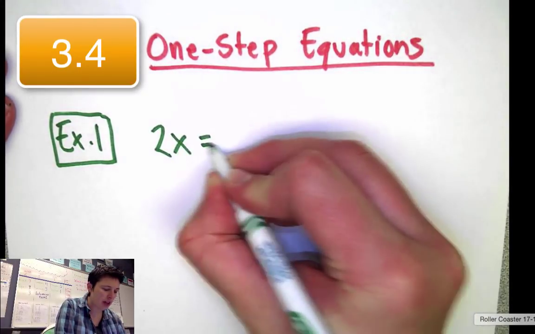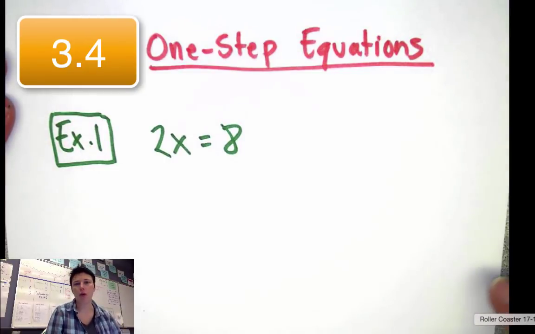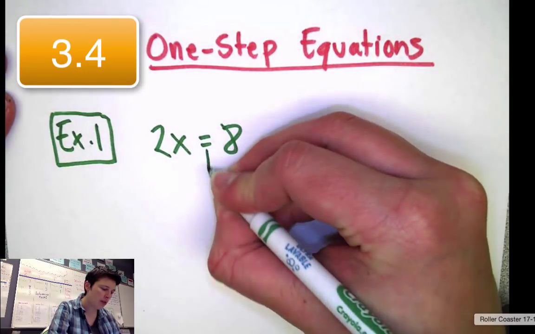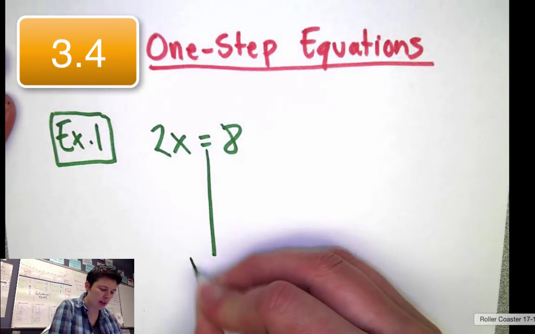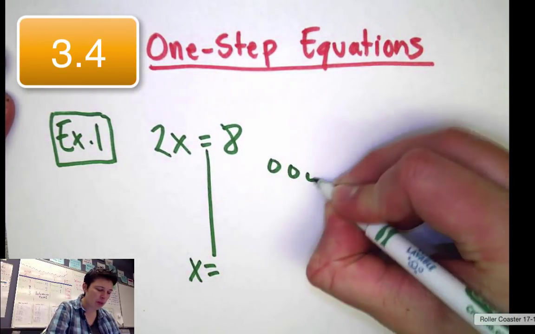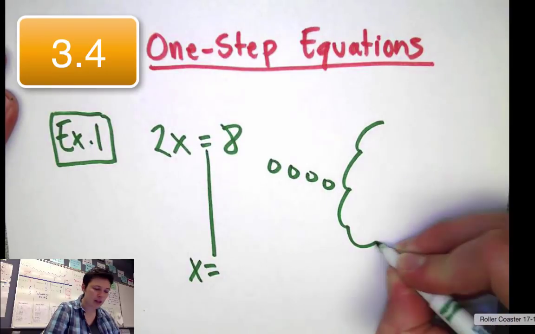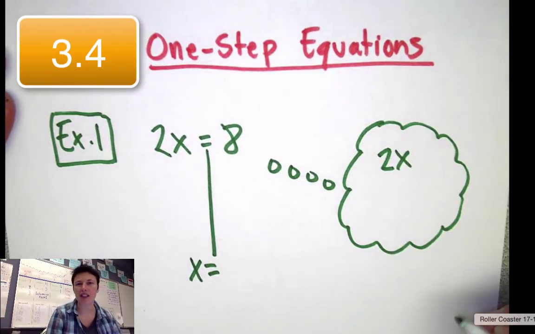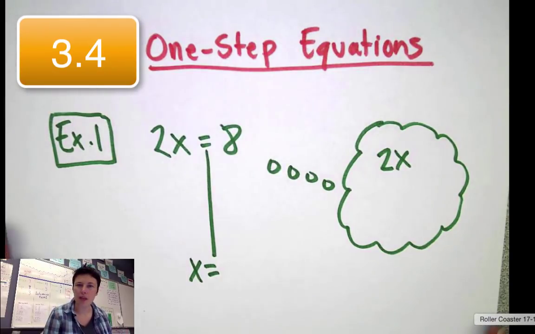2x equals 8. This is definitely a one-step problem. Now remember what the goal is. We want to know what is x, what's that number. So I'm going to put a line down the equal sign and expect at the bottom an answer that says x equals. But I think I'm going to also, for my notes, put a little thought cloud over here because a lot of people are very confused as to what 2x is. Like, what does it mean?